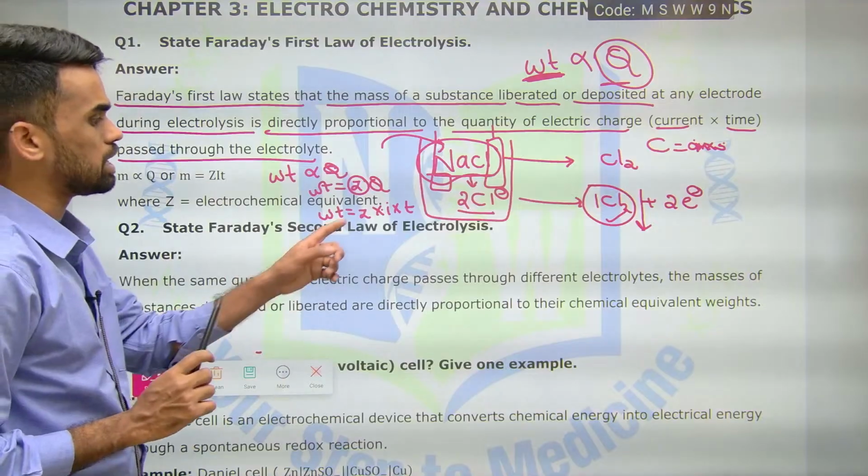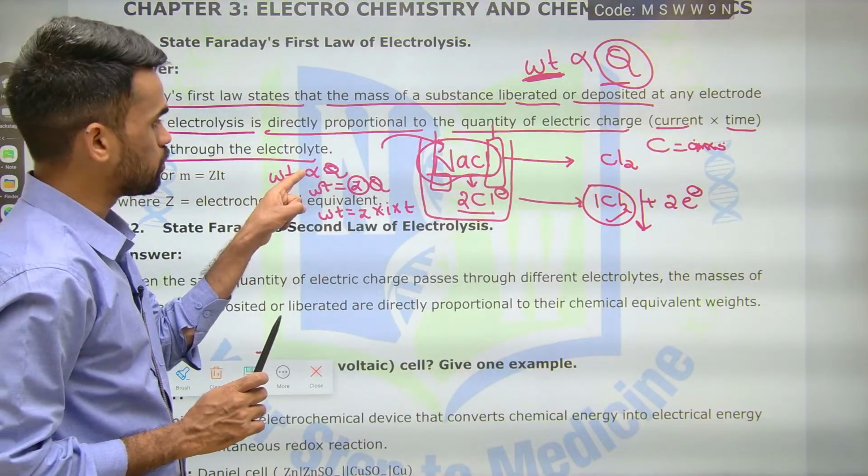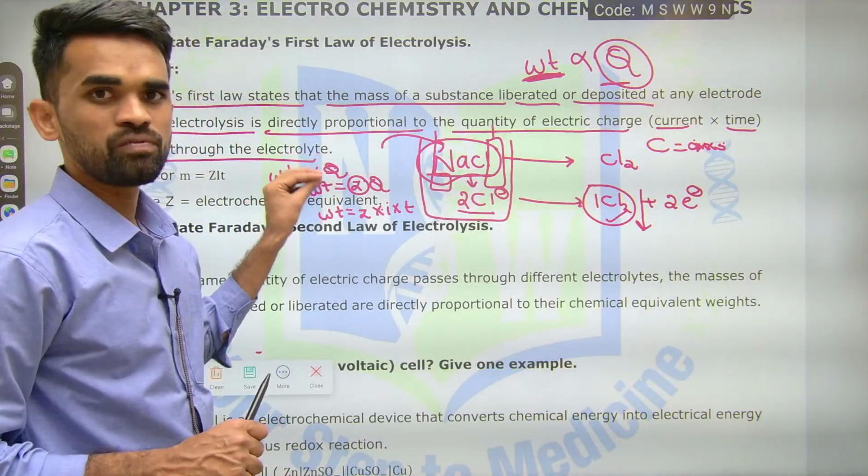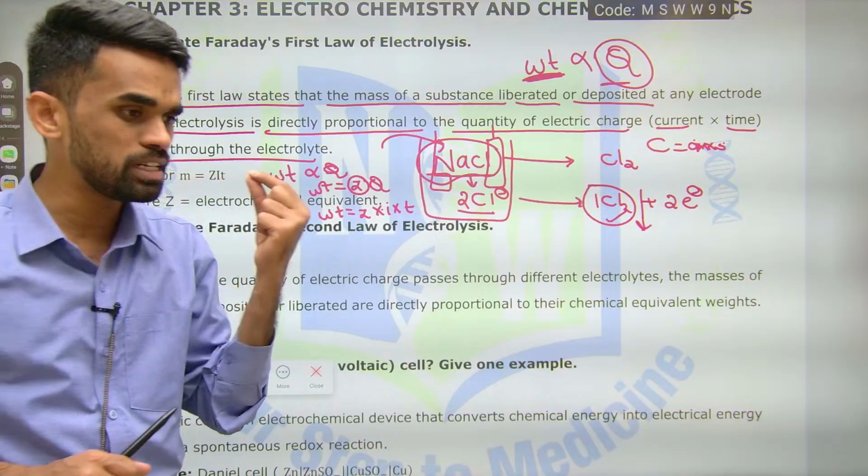Z means what? Electrochemical equivalent. When we remove the proportionality, we can insert that constant. So this is what Faraday's first law says. Hope the discussion up to here is clear.